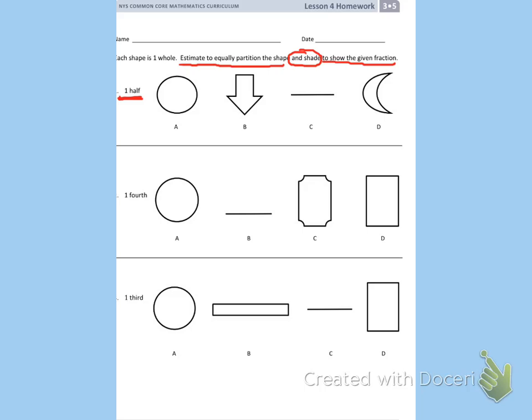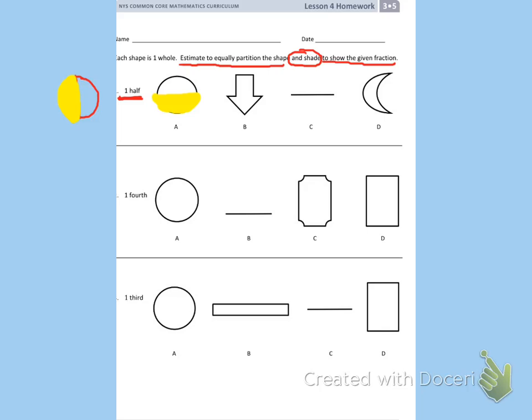I could divide the circle into two pieces by simply drawing a horizontal line near the middle. Another way I could do that is by drawing a vertical line near the middle. Now all I need to do is to shade to show the given fraction. I could shade either the top or the bottom part of the circle, or I could shade the left or right side of the circle.